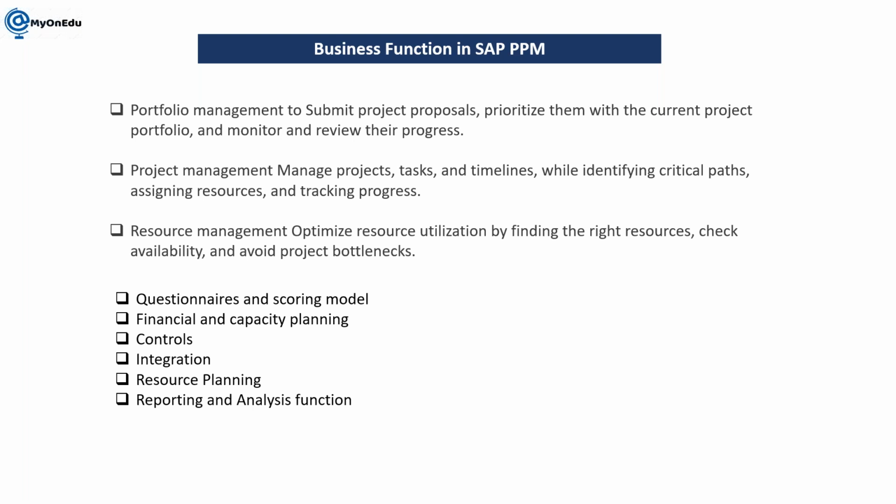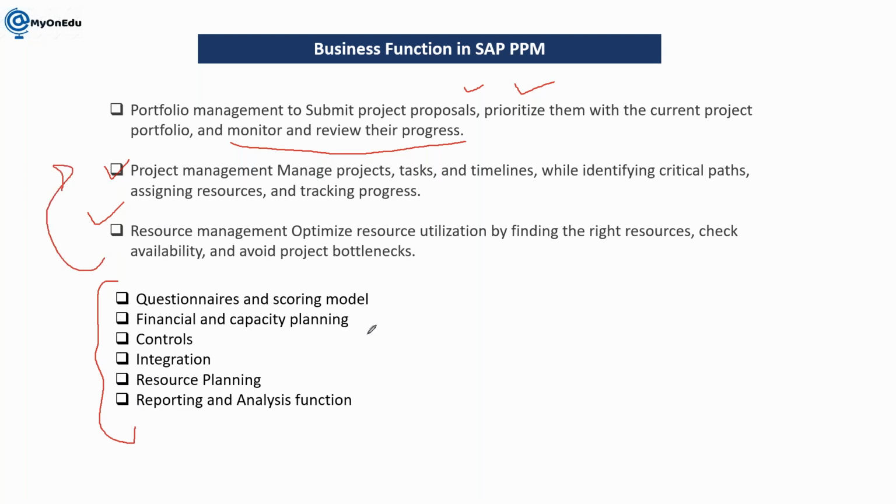Okay, so in my previous session, I explained the basic functions of SAP PPM. This is helping us to prioritize our project proposals, prioritize them with the current project portfolio, and monitor and review their progress. Project management is helping us to plan and execute our project, and resource management is helping us to optimize our resources and do the resource planning. There are different functions available through which we are achieving all these.